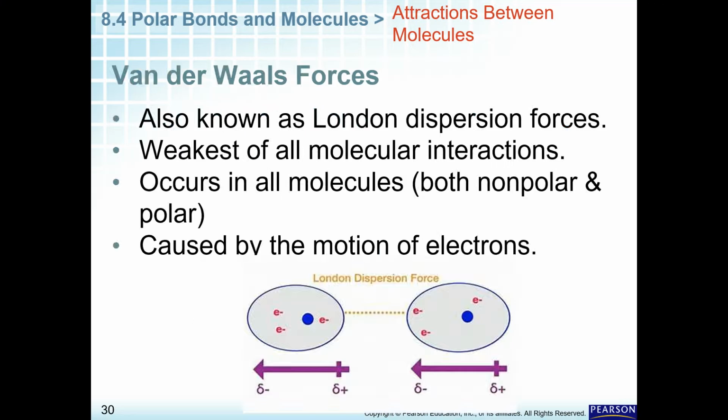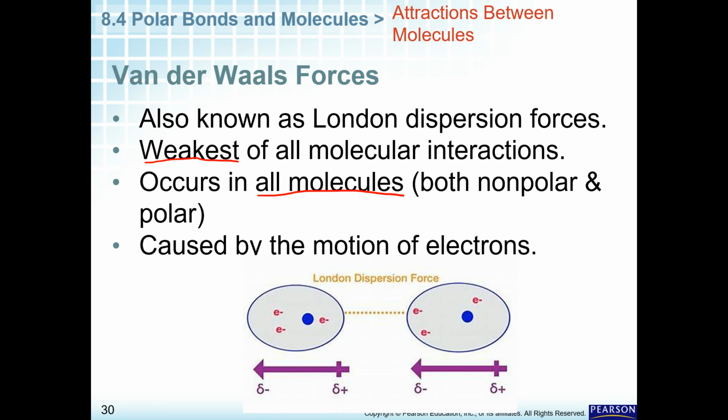So first, let's look at van der Waals. This is also known as London dispersion forces. This is the weakest of all intermolecular attractions. One thing to know is that van der Waals occurs in all molecules. Does not matter if it's a polar molecule or a non-polar molecule. Every single molecule has van der Waals attractions happening.